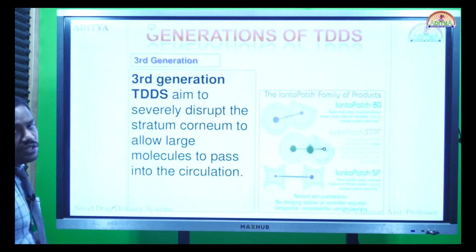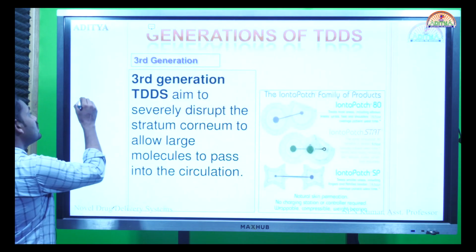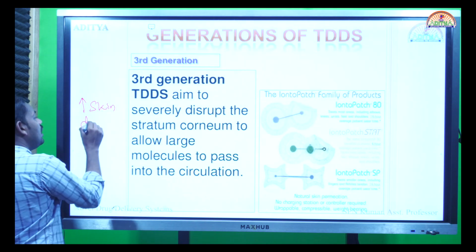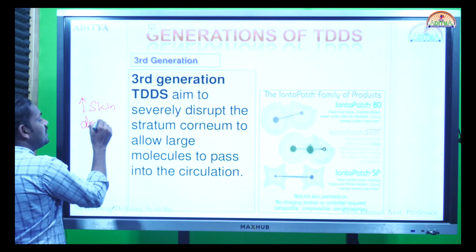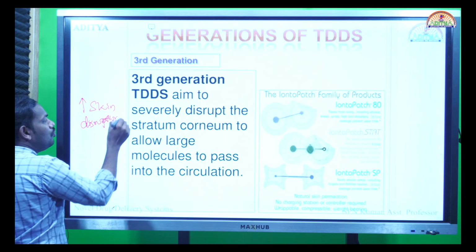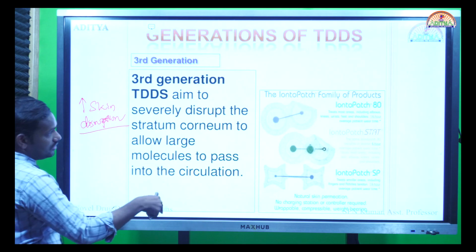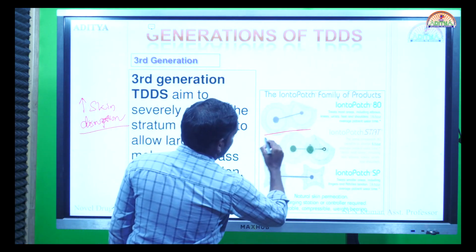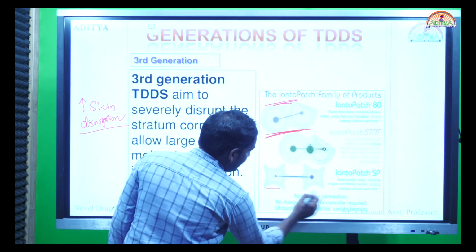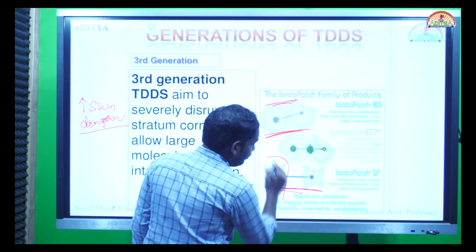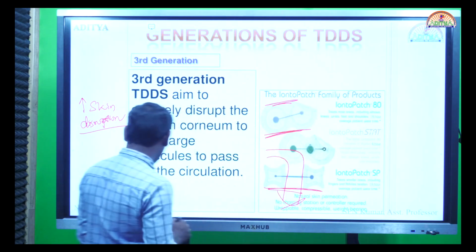So third generation. In the third generation, the extent of skin disruption is very high. So here we are using more severe skin disruption techniques such that more and more heavyweight drugs can be given into the body. So here is the skin disruption. Here we can see the skin cells are intact. Here we can see a bridging gap between the skin cells, which allows for more permeation of the drug.